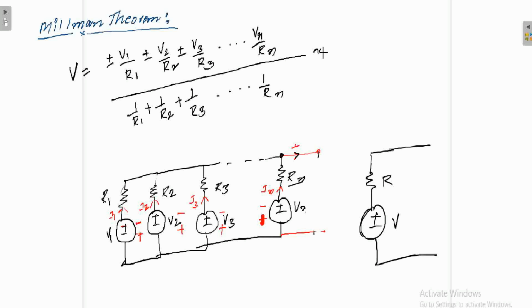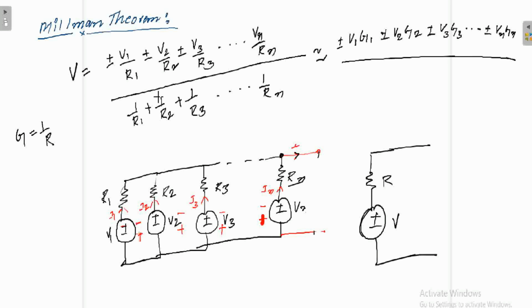In some books you will find G1 also. G is nothing but conductance. Conductance is equal to the reciprocal of resistance. It means that I can write this as plus or minus V1 into G1 plus or minus V2 into G2 plus or minus V3 into G3 up to plus or minus Vn into Gn, divided by, since 1 by R1 is G1, G1 plus G2 plus G3 up to Gn. But what is G? G is equal to the reciprocal of resistance.